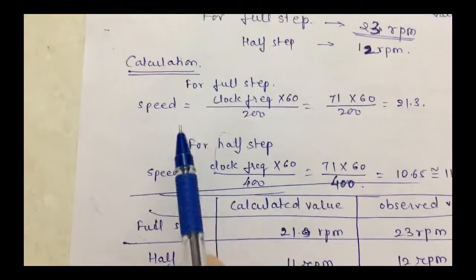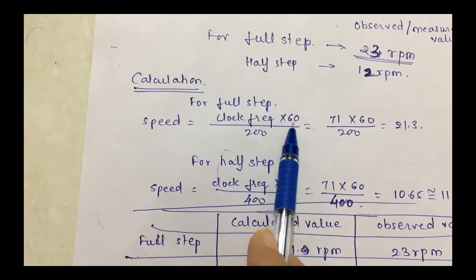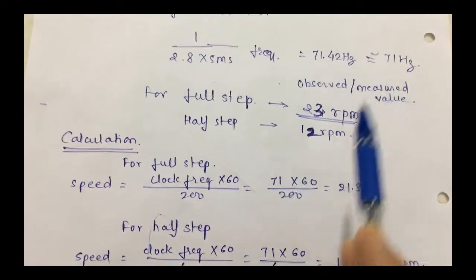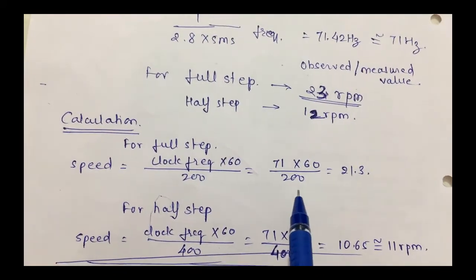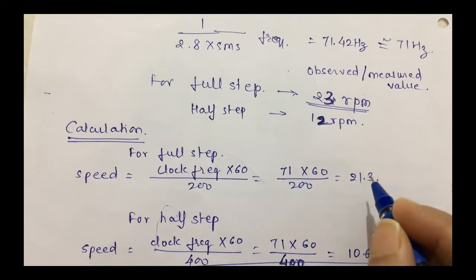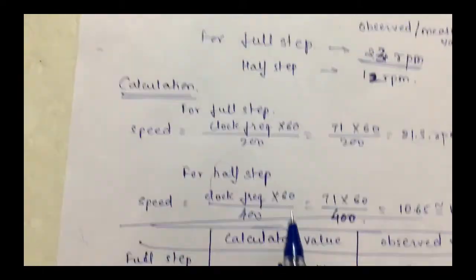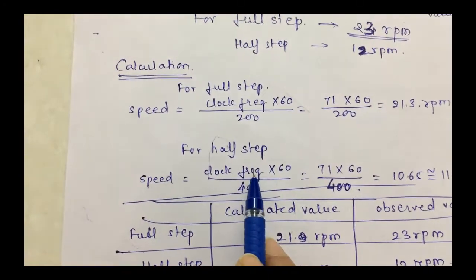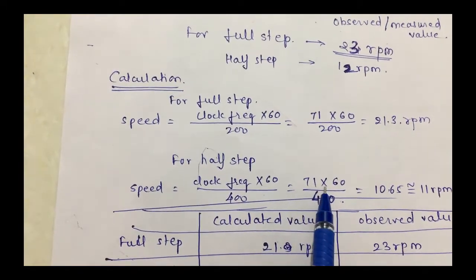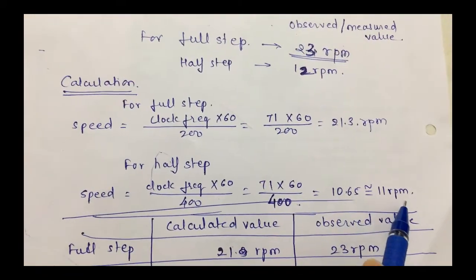Calculation part. For full step, the formula is speed equal to clock frequency into 60 upon 200. The clock frequency that we have taken is 71 Hertz. So 71 into 60 divided by 200 is 21.3 RPM, which we got as a calculation. For half step, speed is equal to clock frequency into 60 upon 400. Again clock frequency is 71, so 71 into 60 divided by 400 is equal to 10.65, that is 11 RPM.